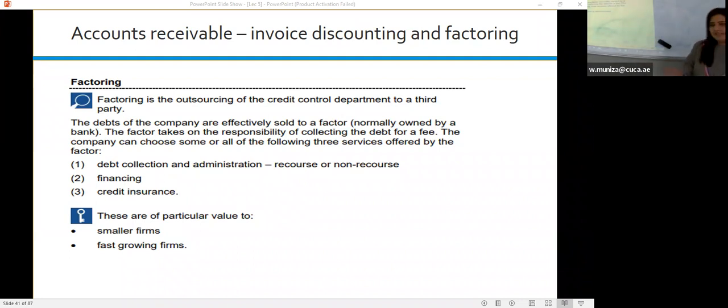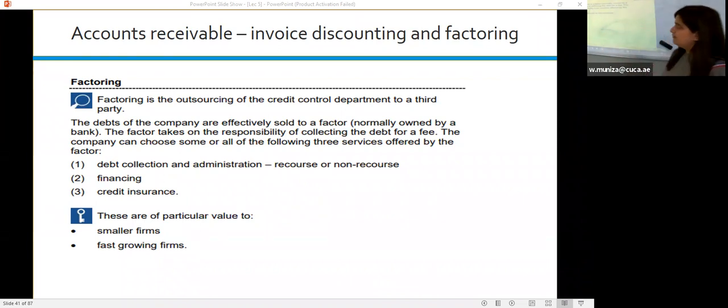Factoring. So invoice discounting we have understood, but in factoring we are going to outsource the process wholly. Instead of taking the discounted amount from the discounter, in factoring we are completely going to outsource the responsibility to a person known as the factor.